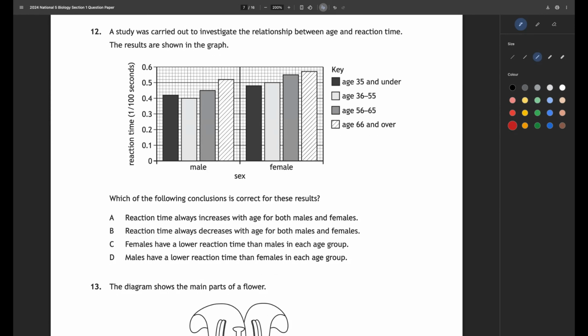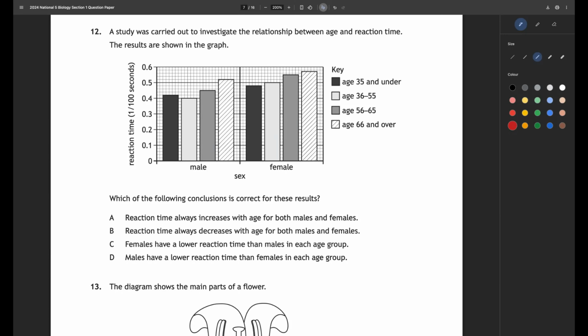Okay, so we've got males and females. We've got the reaction time in 1/100th of a second, and we've got the various age groups there from age 35 and under all the way up to age 66 and over. So which of the following conclusions is correct for these results? Now, when you get a conclusions question, you should go through every one of them and try and eliminate all the ones that aren't right and see what you're left with. Hopefully, it'll just be one by the end.